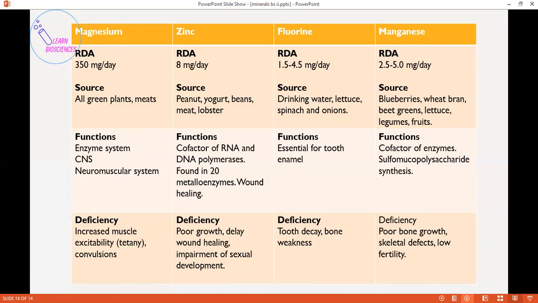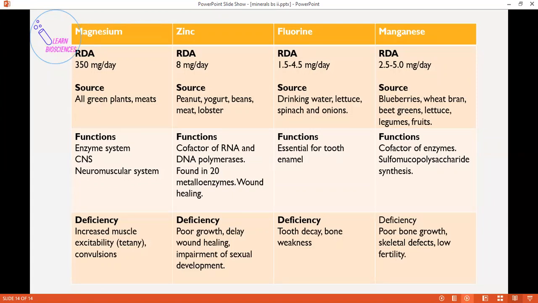Zinc, the RDA is 8 milligrams per day. Sources are peanut, yogurt, beans, meat, lobster. Functions: it is a cofactor of RNA and DNA polymerase and is found in 20 metalloenzymes. It is also required for wound healing. If you are deficient in zinc, your wound may heal slowly, taking many days after your injury. Deficiency causes poor growth, delayed wound healing, and impairment of sexual development.